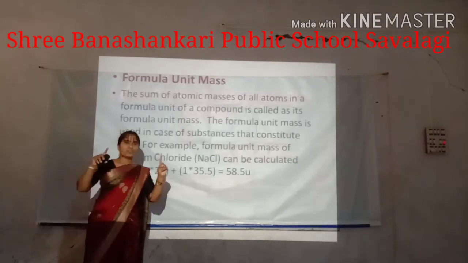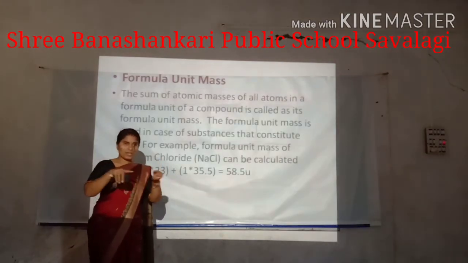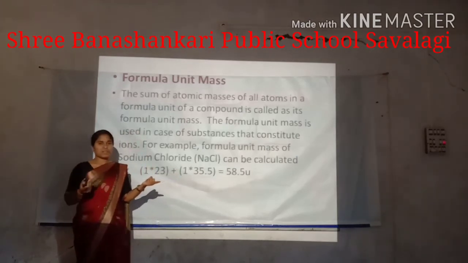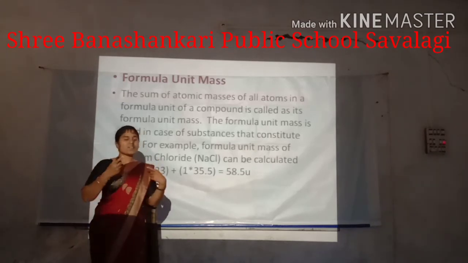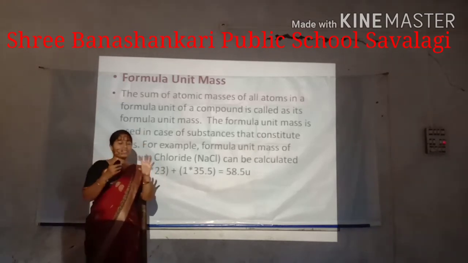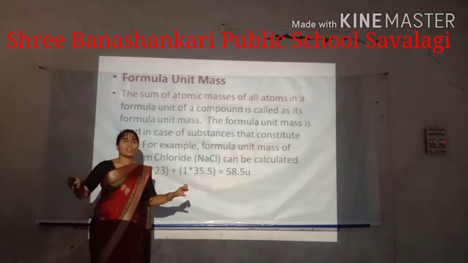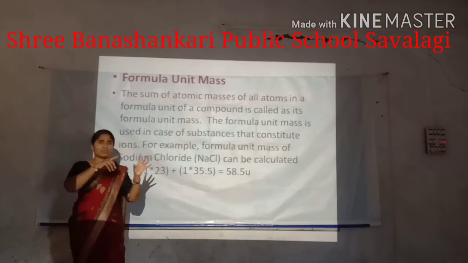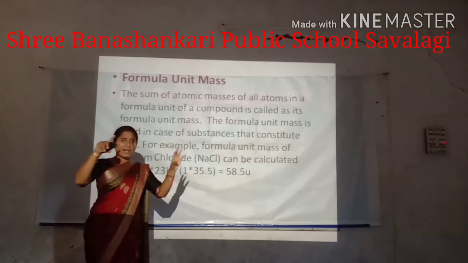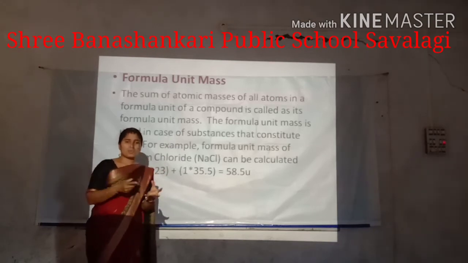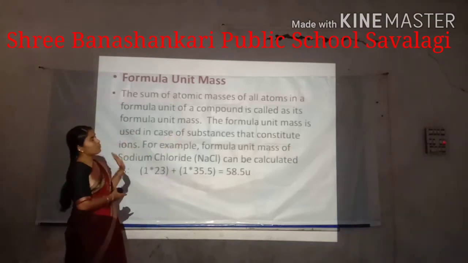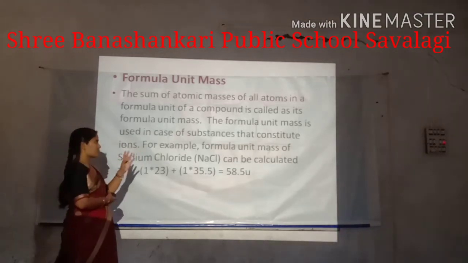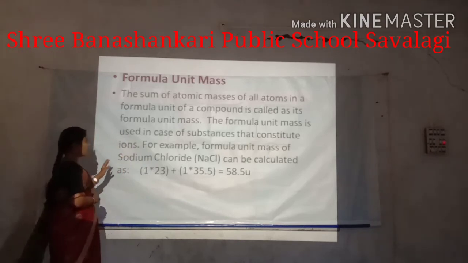Here we have a compound, and we express that compound using a chemical formula, and it contains several atoms. Then the sum of the atomic masses of all the atoms in the formula of a compound gives us the formula unit mass. And the formula unit mass is used in case of the substances that constitute ions.